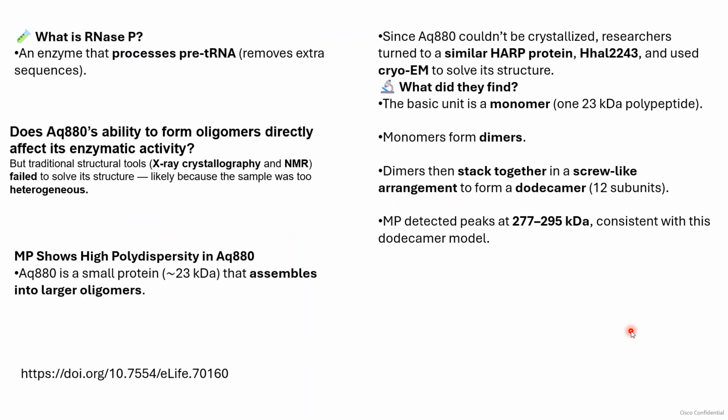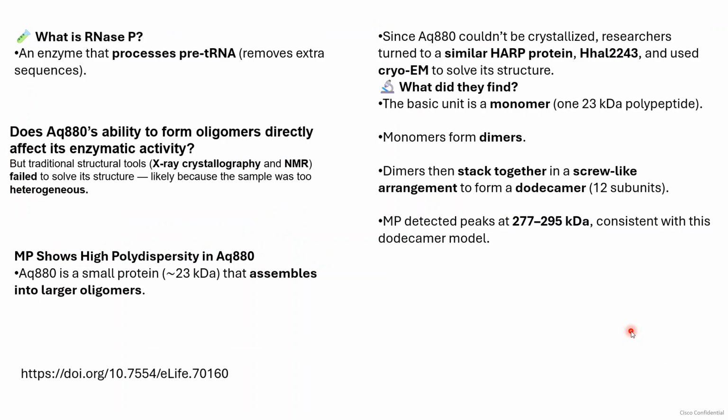It is a 23 kDa protein, but it assembles into larger oligomers that cannot be resolved by X-ray, because in X-ray we require a very pure and homogeneous mixture. Aqua 880 cannot be crystallized, but researchers turned to a similar protein, HARP protein, and used cryo-EM to solve its structure. What did they find? They found that the basic unit of HARP protein is a 23 kDa polypeptide, and these monomers form dimers, and these dimers then stack together in a screw-like arrangement to form a dodecamer, the 12-subunit structure.